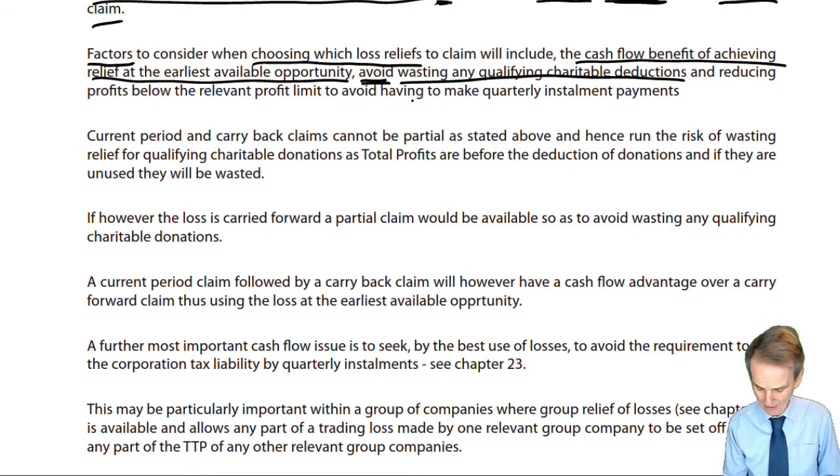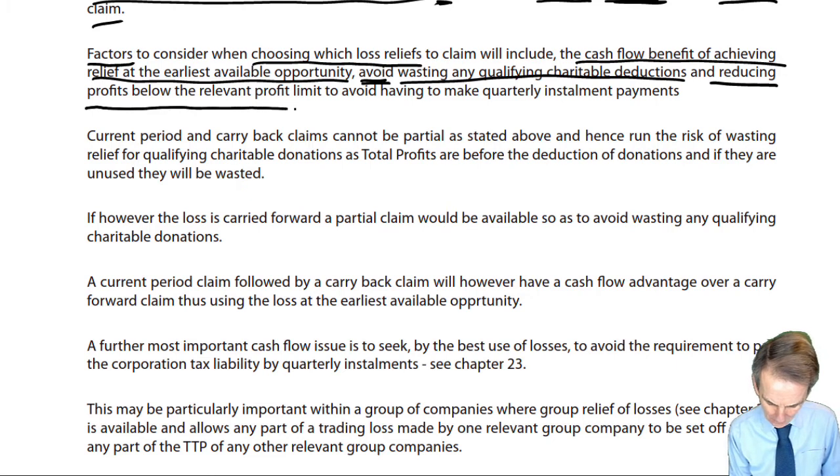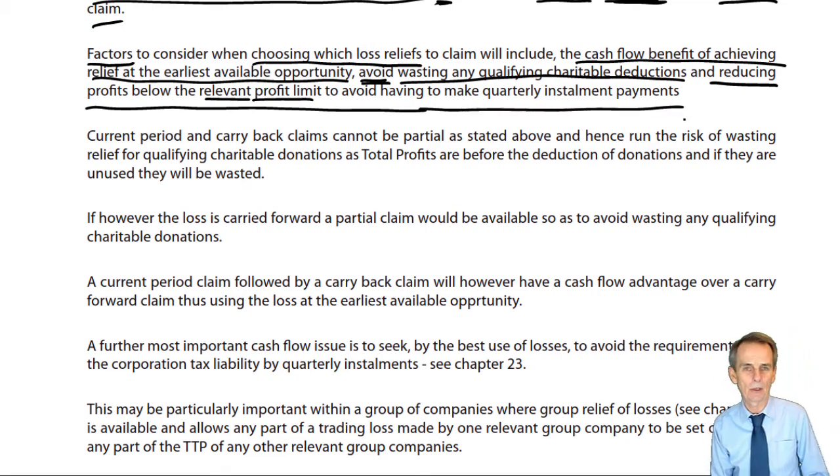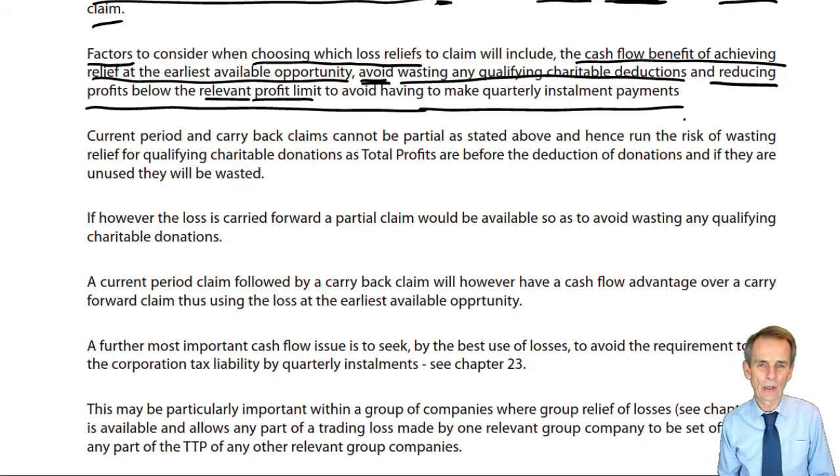We'll talk about that again in a minute. But the other objective to get the best use out of these losses that you should be aware of is reducing profits below the relevant profit limit to avoid having to make quarterly instalment payments. If you're estimating you're a large company for the current period and you were a large company in the previous period, then those quarterly instalment payments bring forward hugely the point in time at which you have to pay your tax.